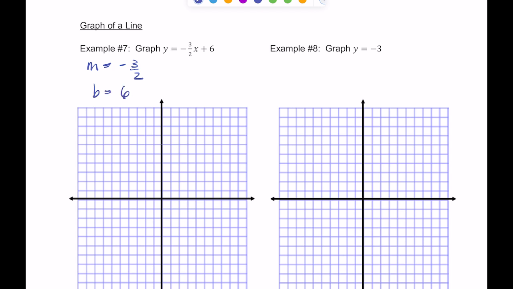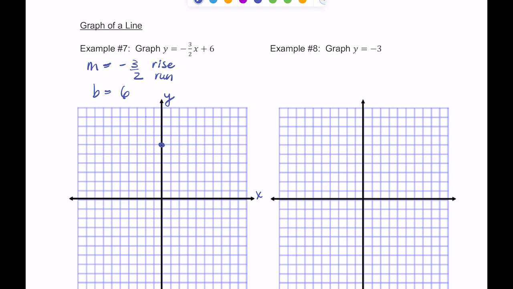So I'm going to begin at b, my y-intercept. I'm going to go up to the number 6 on the y-axis and put a dot. Then I'm going to use the slope. Remember, slope is rise over run, and it's steepness. From this point, I'm going to rise 3, even though that negative's there, just disregard it for a second. You go up 3, 1, 2, 3, and then I'm going to run in the direction of the sign. Since it's negative, negative's left, so I'm going to run left 2.